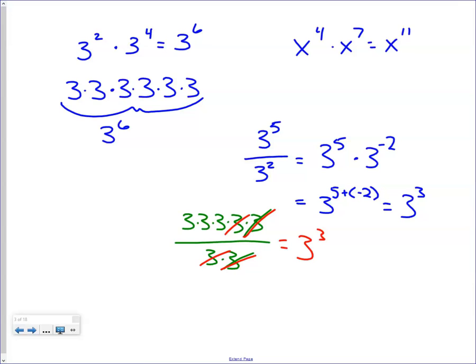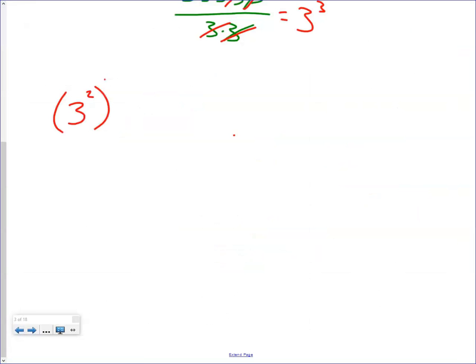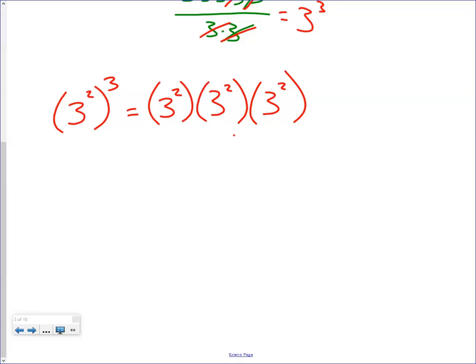Again, this is all just trying to make it so it's not just a property, it does make sense, right, with other things that we would know. 3 squared to the 3rd power, right? What does this do first? The 3rd power says that this is 3 squared times 3 squared times 3 squared, right? So this is recognizing what the exponents actually do.